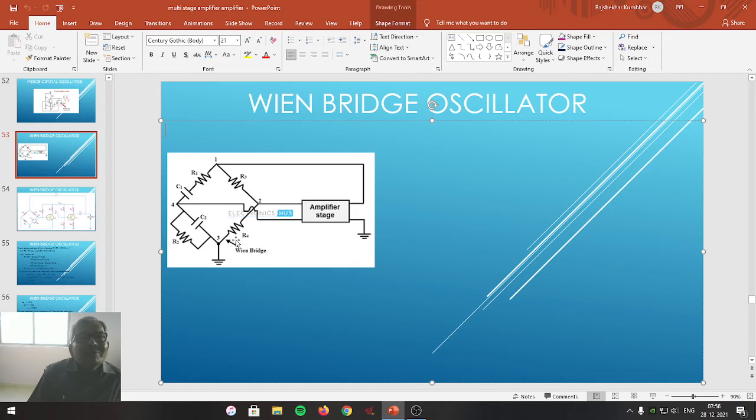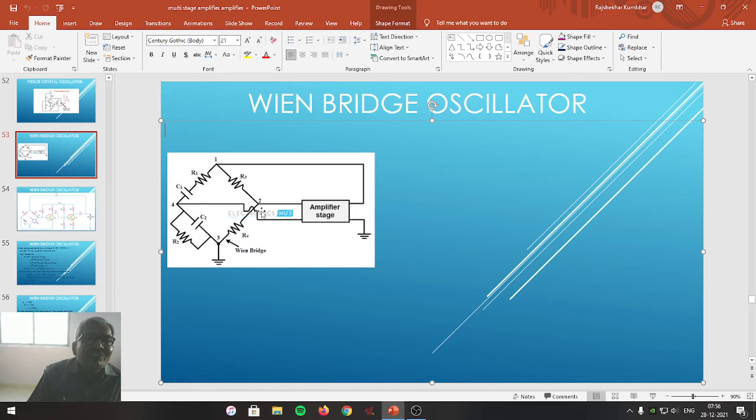Student friends, this forms the bridge. Output is taken from the bridge, at terminals number 2 and 4, and it is connected as an input to the amplifier. Whereas the output of the amplifier is given to terminals number 1 and 3, which is the input to the bridge.